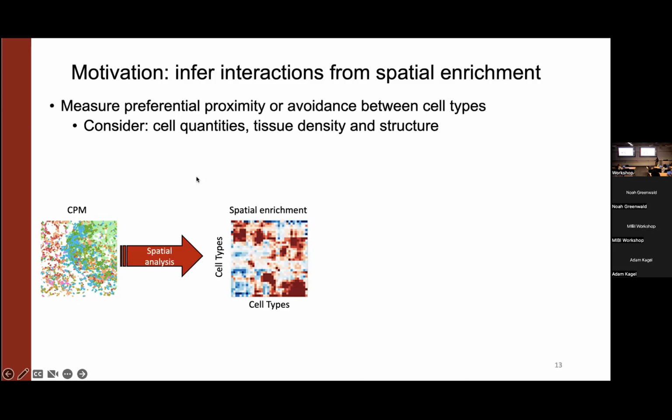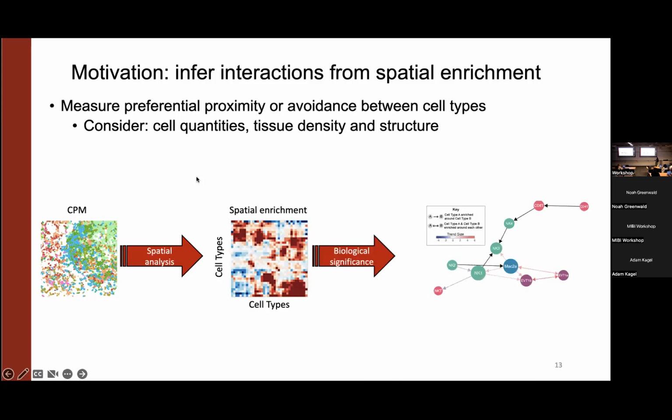And instead of cell types, we can also have features. And at the end of the day, after we see which features or cell types are enriched one around the other, we can try to say that that indicates some sort of interaction inside the tissue that is functional and important, and try to get at this type of interaction map. Okay.